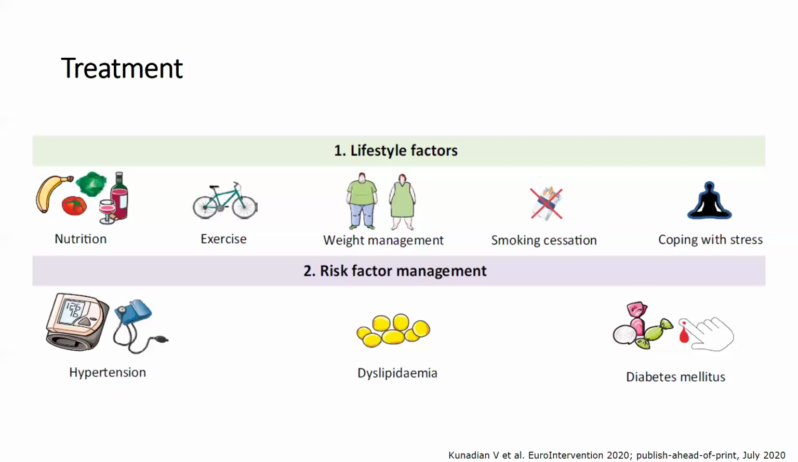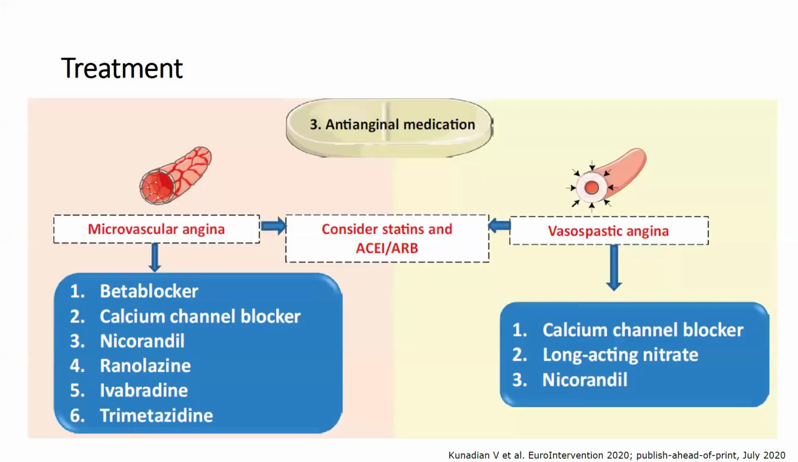So what about the treatment? Generally lifestyle factors modification and risk factors modification, because the patient very often has hypertension and comorbidities like dyslipidemia and diabetes mellitus, so we have to treat all of them properly. There is a lot of speculation about the anti-anginal medication and this pharmacological treatment.